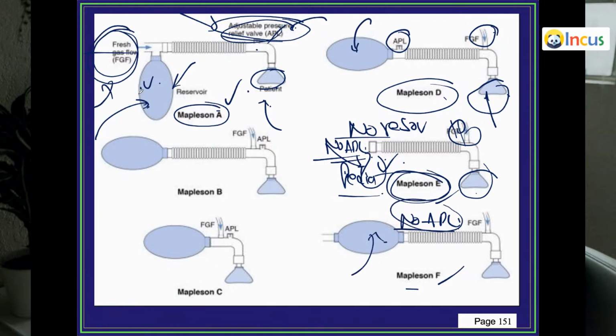Then generally, if you see the APL, where is it located? First fresh gas flow, then the APL, in the case of Mapleson A. Similarly, Mapleson B also has first fresh gas flow, then APL. But if you look at the typical Mapleson D, APL is first and close to the reservoir bag, and fresh gas flow is close to the patient mask. These are a few differences; it's only a question of pictorial thinking.